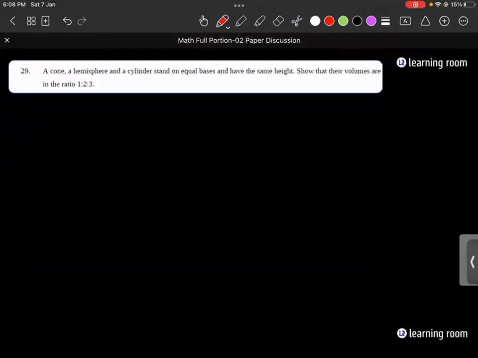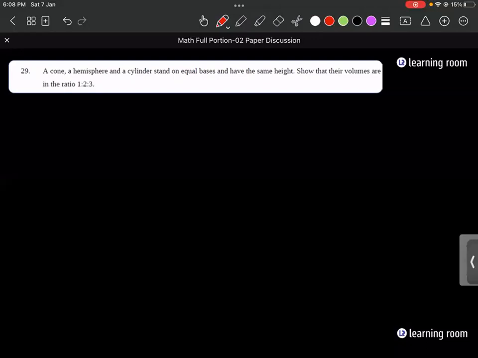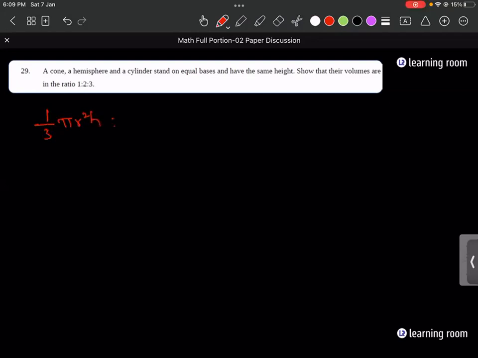29th. A cone, a hemisphere, and a cylinder stand on equal bases and have the same height. Show that their volumes are in the ratio 1:2:3. So the volume of a cone is 1 by 3 pi r square h. The volume of a hemisphere is 2 by 3 pi r cube. The volume of a cylinder is pi r square h.